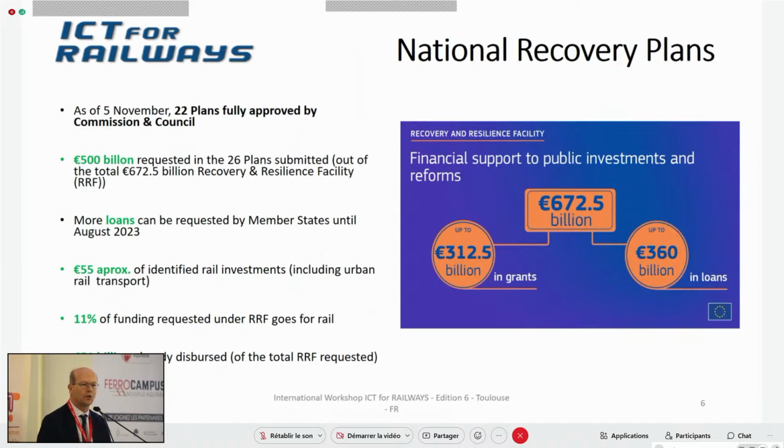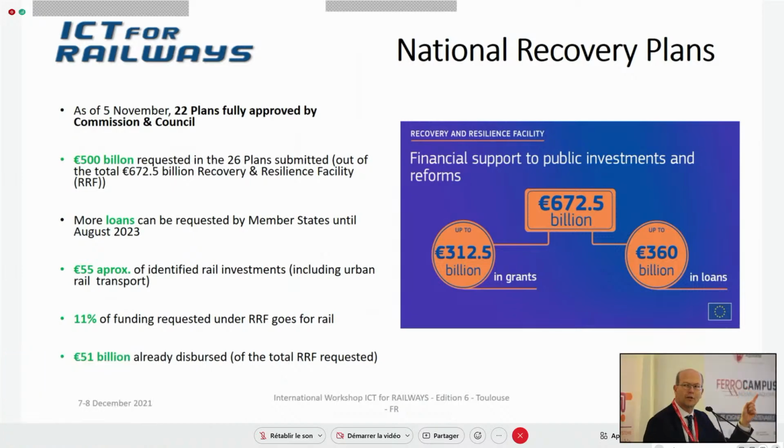And secondly, you have to know that in the past year, let's say 2021, there were a lot of discussions between the member states and the European Commission for the national recovery plans, and you see that a lot of money is available. What is also very important for you to know is that you have approximately 55 billion of identified rail investment, including urban rail transport. There will be 6 for France.